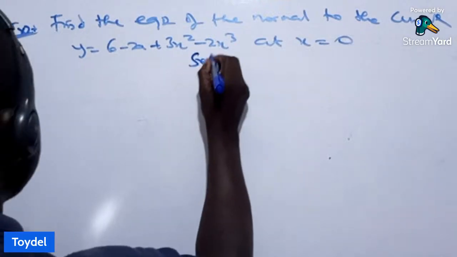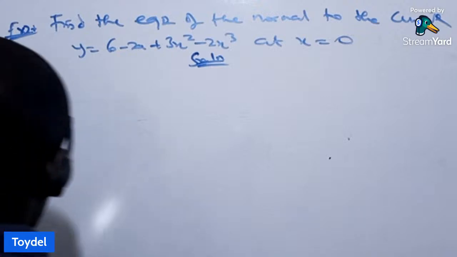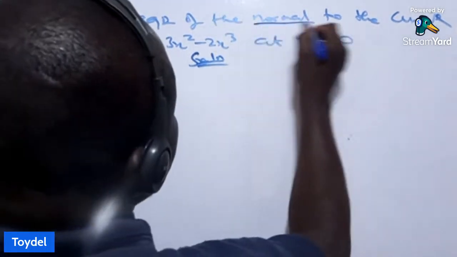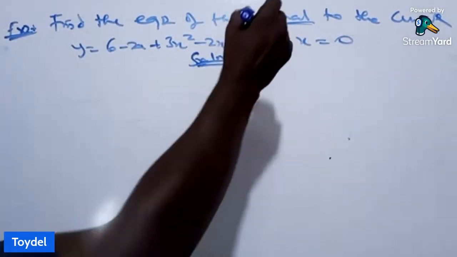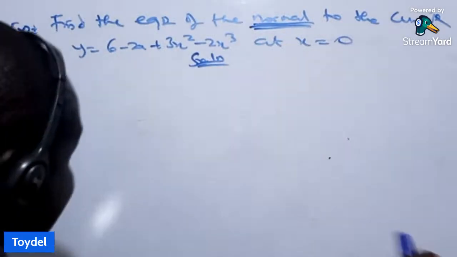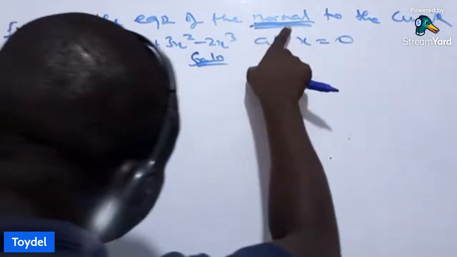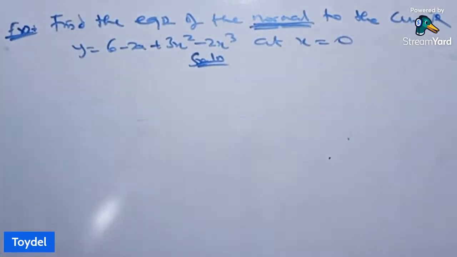So how do we find the equation of normal? To find the equation of normal to this curve, we'll first find the gradient of the tangent to the curve. We cannot find the equation of normal directly. We'll first find the gradient of tangent to that curve before we can go ahead and find the equation of normal. So even if we are not asked to find the equation of tangent to the curve, it is compulsory to find it before we can go ahead and find the equation of normal to the curve.